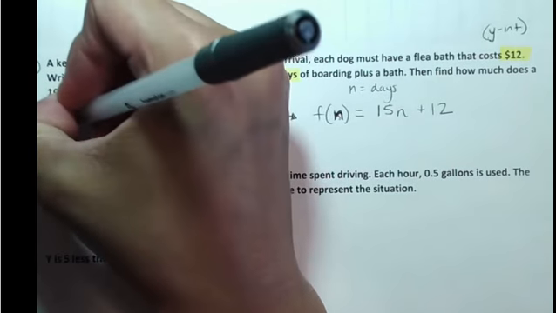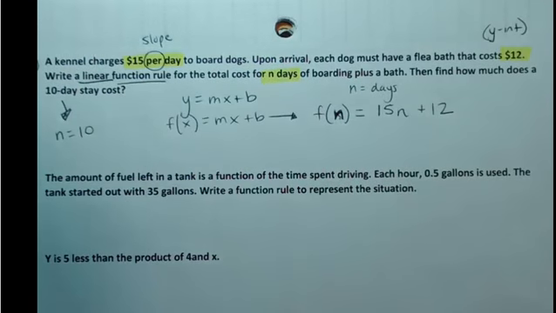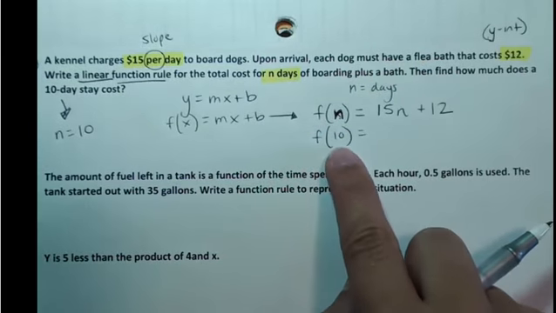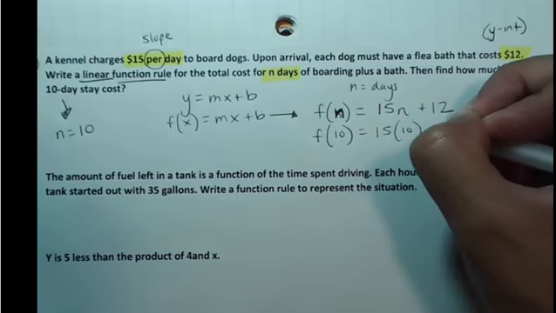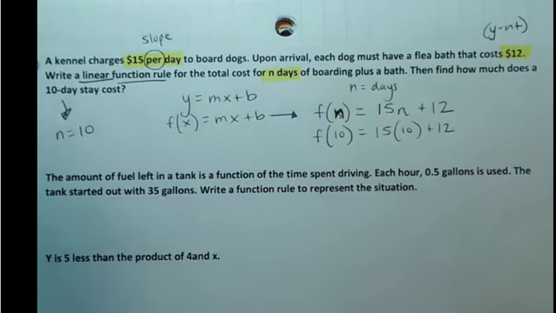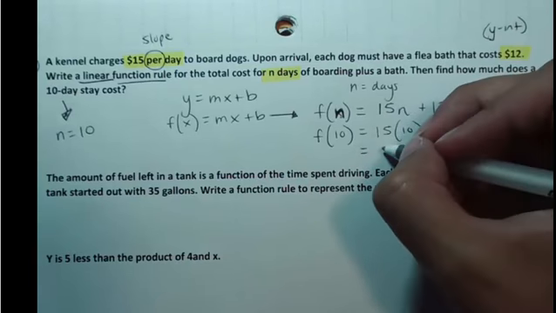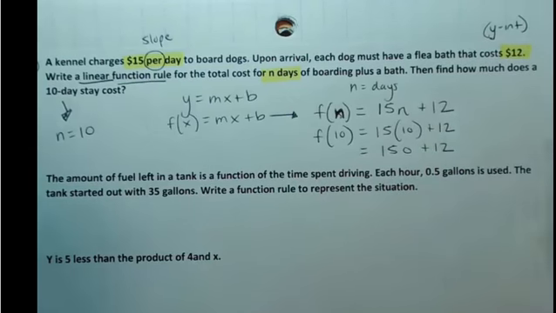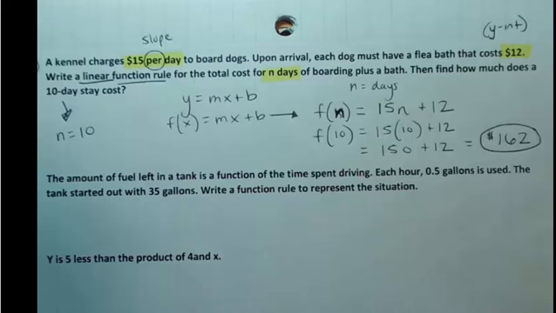So this 10 days represents that they want us to find when n equals 10. So using what we did yesterday in class, I want to figure out when I plug in 10 for n, what is the output. So the input's 10. I'm going to plug in 10 wherever there's an n for days, and I'm going to solve. So 15 times 10, $15 per day for 10 days is $150 plus the $12 that I have to pay for the flea bath. So my total here is going to cost me $162 for 10 days. So that would be my answer.